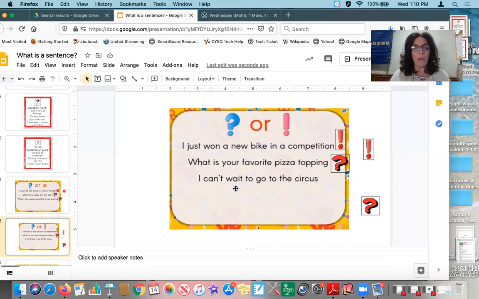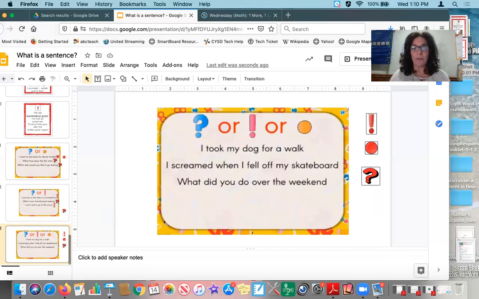And lastly, read with me if you can. I can't wait to go to the circus. That's something I'm really excited about and I really look forward to. So I'm going to use an exclamation mark at the end of that sentence. Boys and girls, did you notice that a question mark is used at the end of an asking sentence? At the end of a telling sentence, you could use a period or an exclamation mark, depending on how you feel.